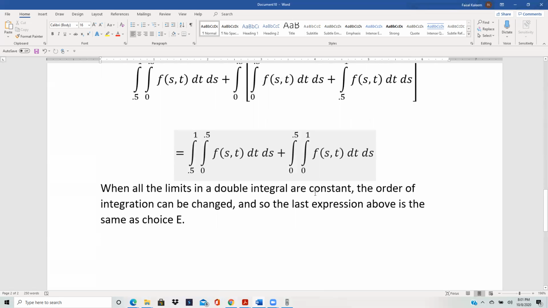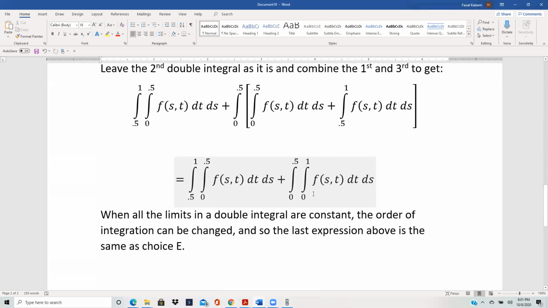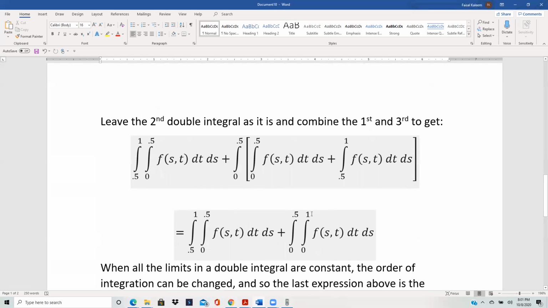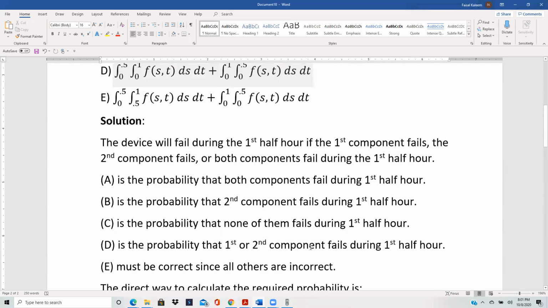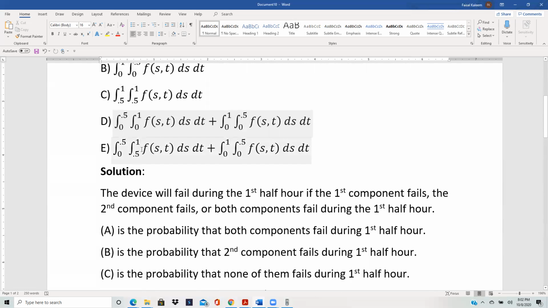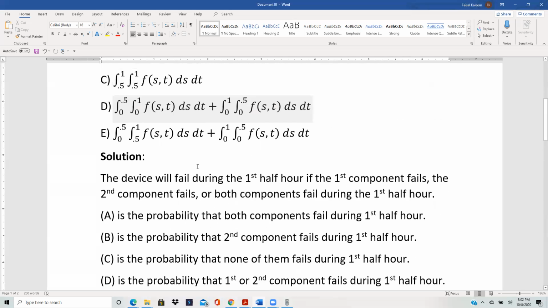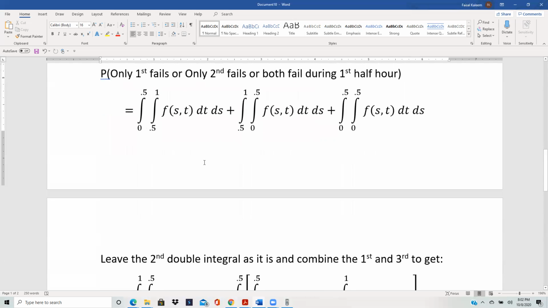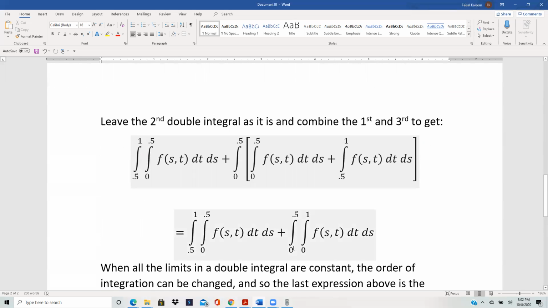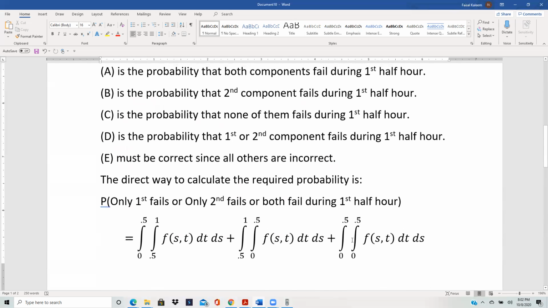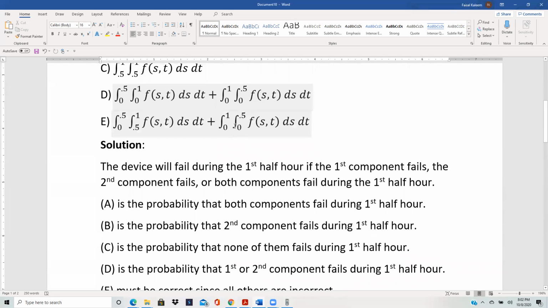Now this is not quite choice E, but if you look at choice E, you see here it goes 0.5 to 1, 0 to 0.5, but here it goes 0 to 0.5 and 0.5 to 1. And here I have ds dt and I have dt ds over here. And similarly, the other one, I have 0 to 0.5 and 0 to 1 dt ds, whereas this one has 0 to 1 and 0 to 0.5 ds dt.